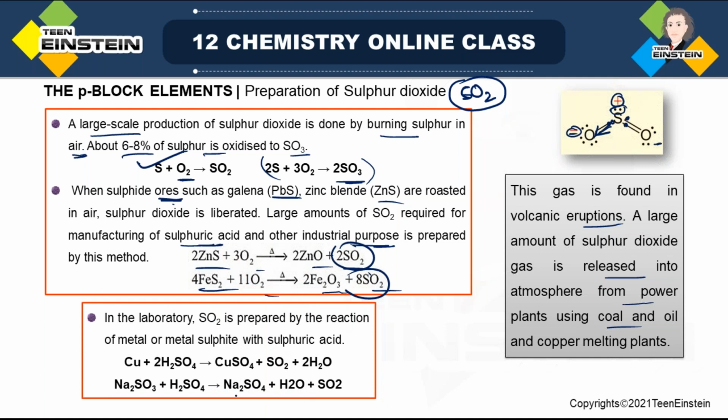But if it is a laboratory method, small scale, then how can you make it? SO2 is prepared by reaction of a metal or a metal sulfite, that means SO3 2 minus. Sulfite is SO3 2 minus. So you can take a metal directly, copper, and treat it with H2SO4, and you get SO2. You can also take sodium sulfite, again with H2SO4, and now also we get SO2. So this is a laboratory method, that is a small scale method. Any doubt here?